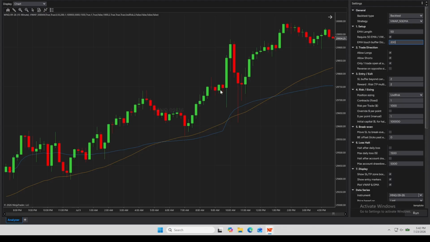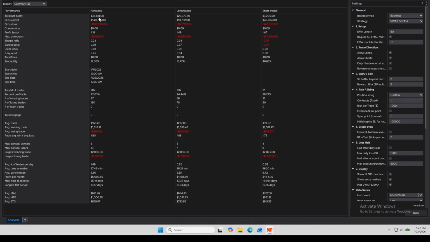This would be a decent trade. Yes, this would be a perfect long trade. If it would have taken it, it would have lost instantly though. But that's what this controls. Oh, and it did perform a lot better doing that.